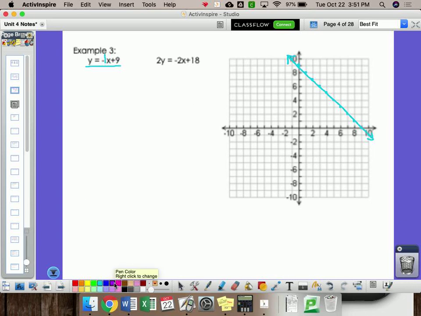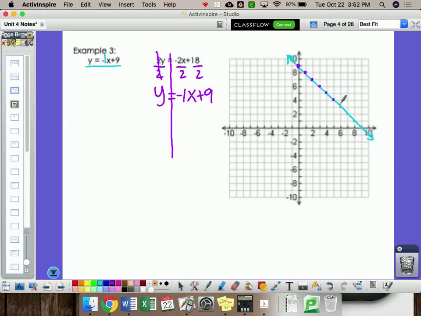Alright, then with the second equation, I need to solve that one for y. I see a 2 times y. That means I need to divide everything by 2. So that's going to give me y equals negative 2 divided by positive 2 is going to give me a negative 1x. And a positive 18 divided by 2 is going to give me a positive 9. So I'm going to start on my y-axis at positive 9, and my slope is negative 1. So I'm going to go down 1, right 1, and look at that.